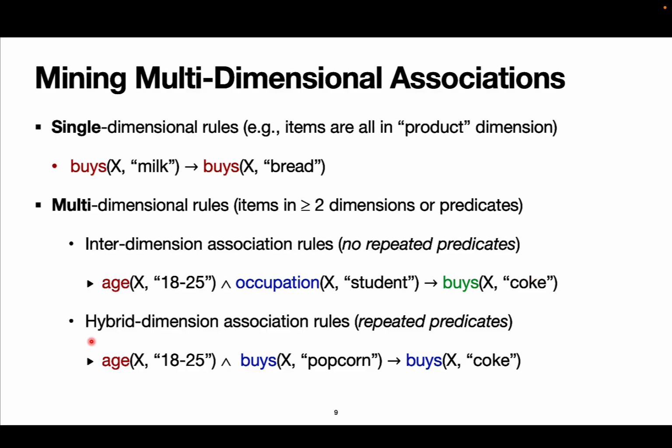The other type is hybrid dimension association rules. These can include repeated predicates. For example, age X from 18 to 25 and buys popcorn implies buys Coke. Notice that buys appears on both sides of the rule. That's what makes it hybrid. It mixes attributes like age with repeated transaction behavior.